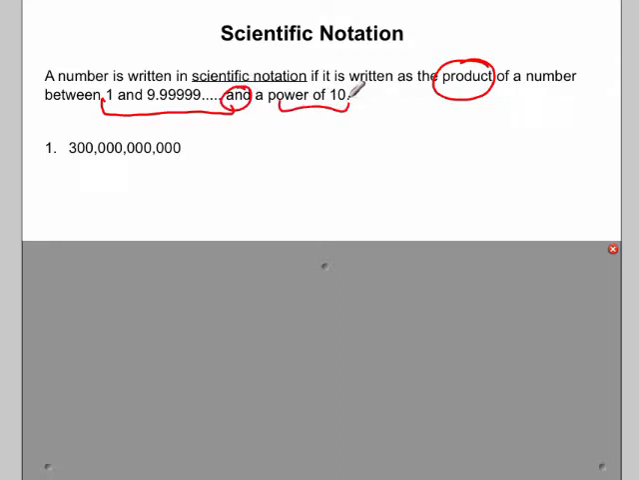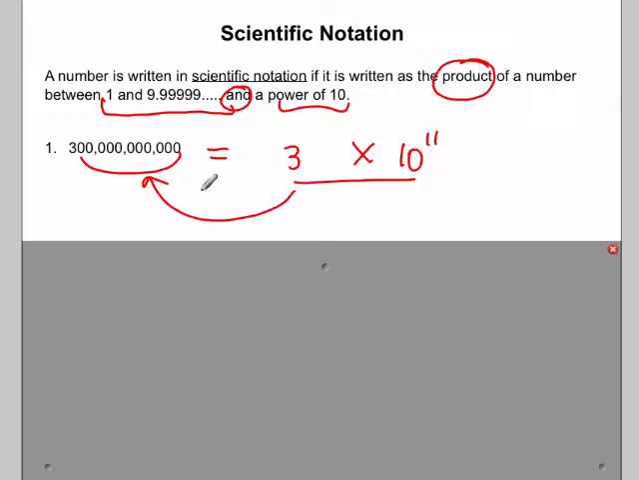So here's an example. I have the number 300 billion. To write that in scientific notation, I would write it as the multiplication of 3, because that's a number between 1 and 9.9999, and a power of 10. Because remember, powers of 10 add zeros or move decimal spots. Since I have 11 zeros here, I know that's 10 to the 11th exponent. And so 3 times 10 to the 11th is the scientific notation for this number.